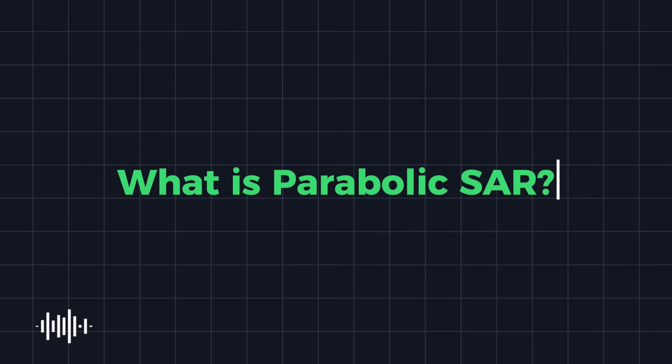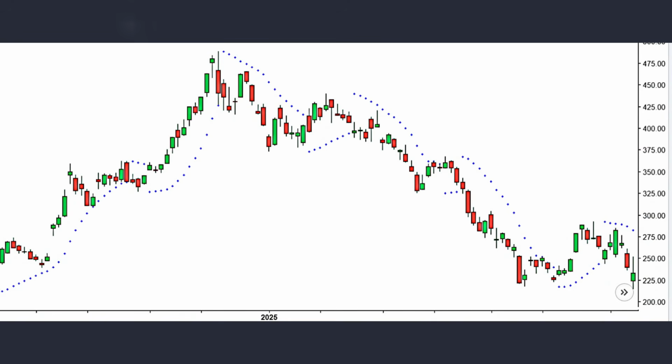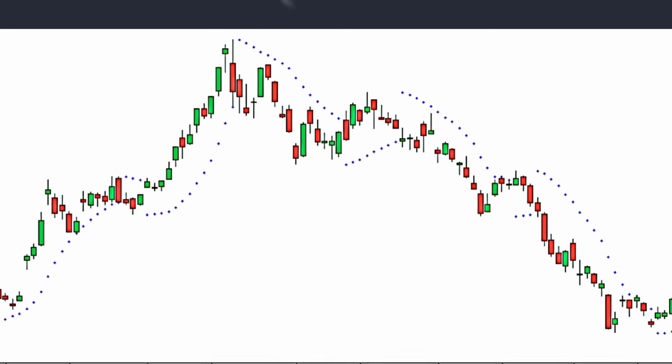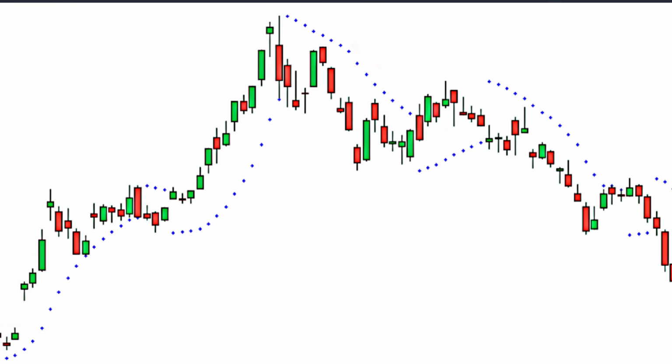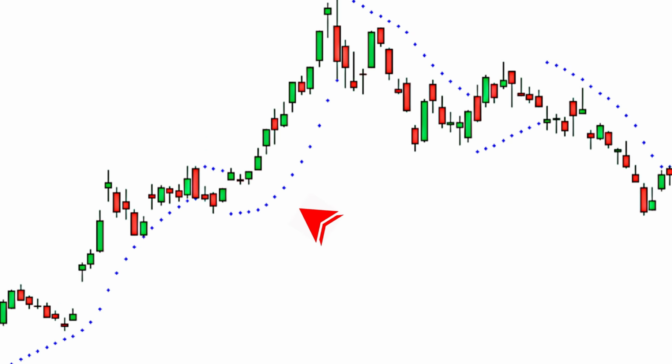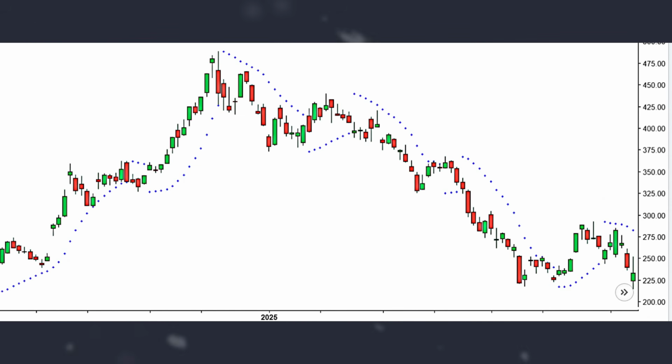What is Parabolic SAR? Now, Parabolic SAR is a trend-following indicator that shows up as dots on the chart. If the dots are above the price, it means the market is in a downtrend. If they're below the price, the market is in an uptrend. It helps us filter out fake signals from RSI and understand the main market trend.